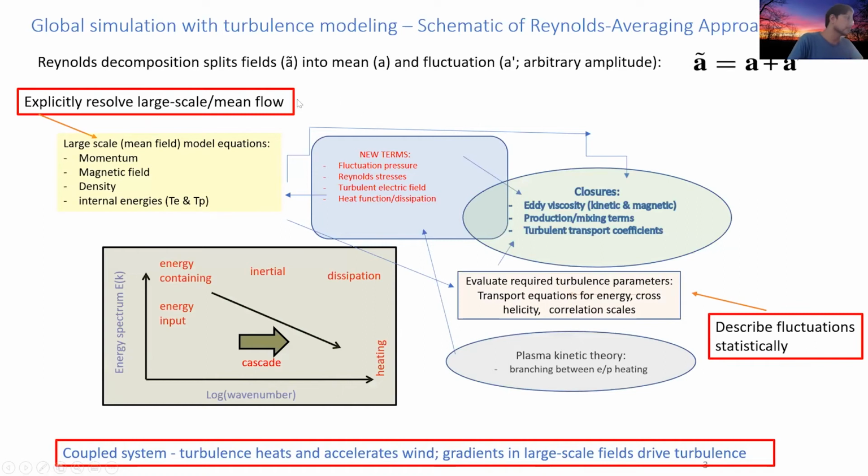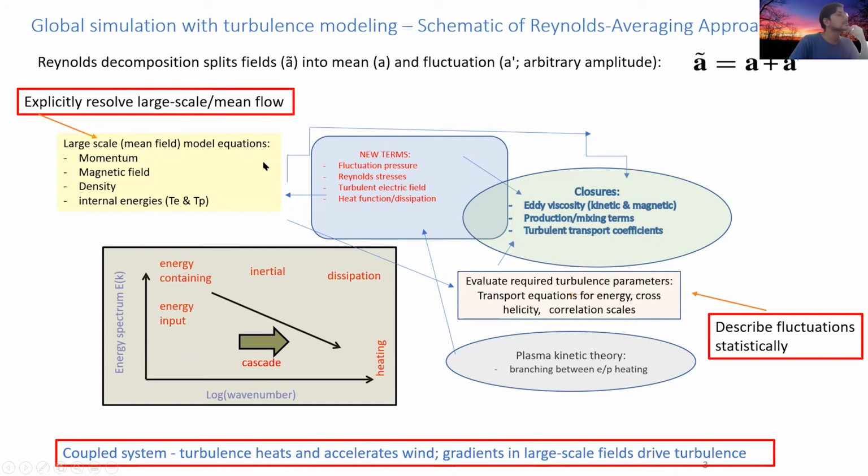The approach that we take in our model is based on Reynolds averaging, which basically means that you decompose physical fields into a mean component. So A tilde is a physical field, and you decompose it into a mean part and a fluctuating part, where the fluctuation can be of arbitrary amplitude. What you eventually get is a system of equations that describe the large scale flow. This is basically your standard 2-fluid MHD with the momentum equation for protons, an induction equation, a continuity equation, and 2 equations for electron and proton temperatures. These equations describe the large scale, or mean, part of the flow.